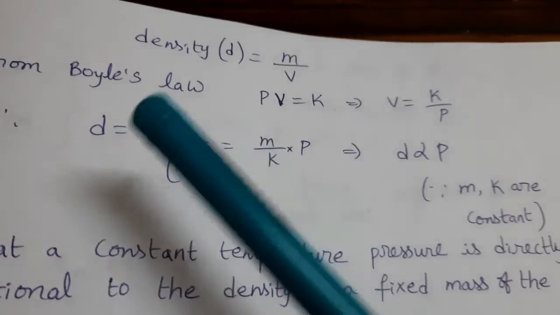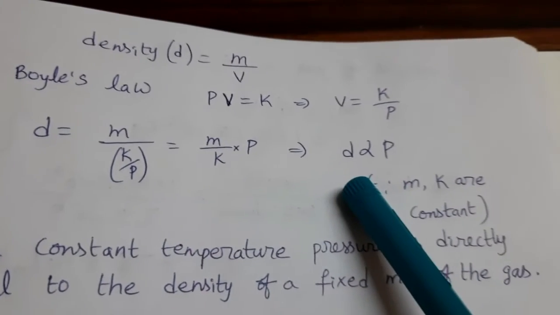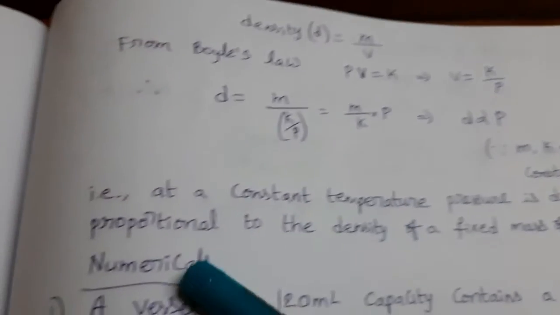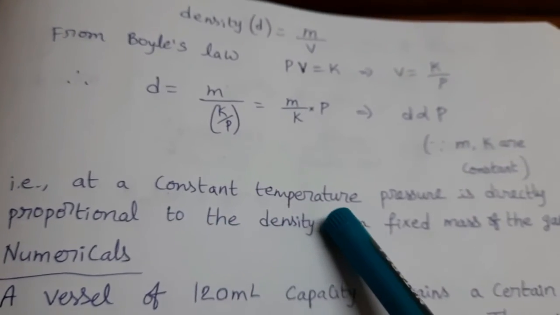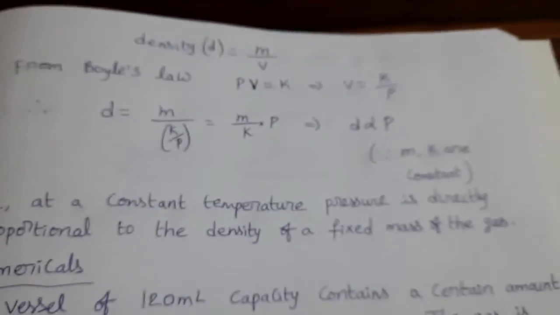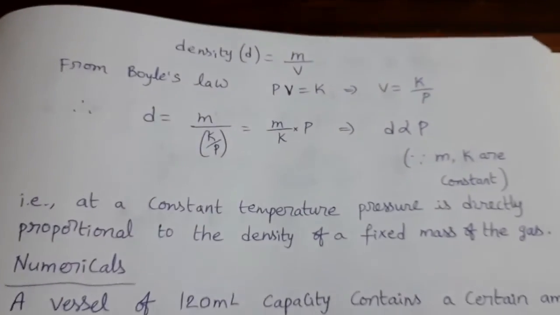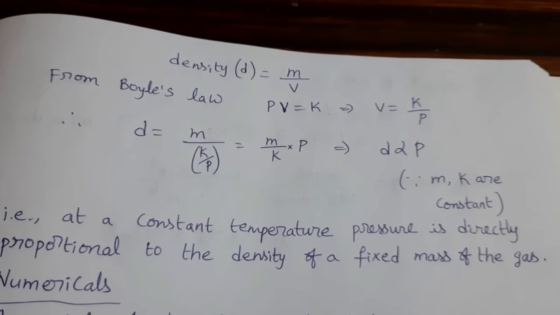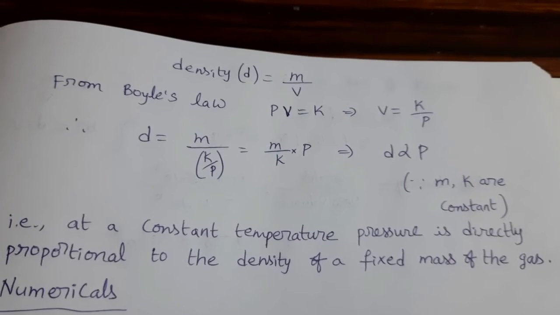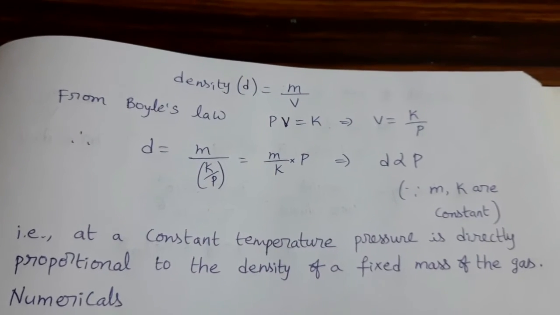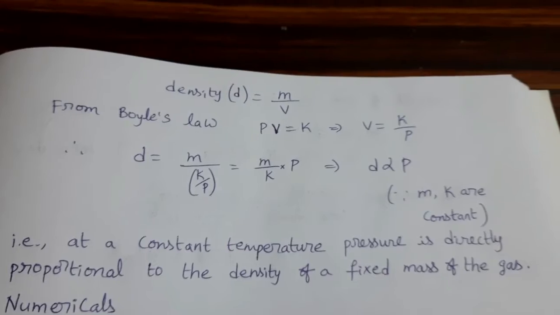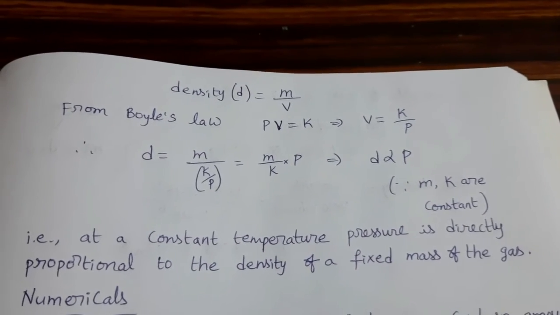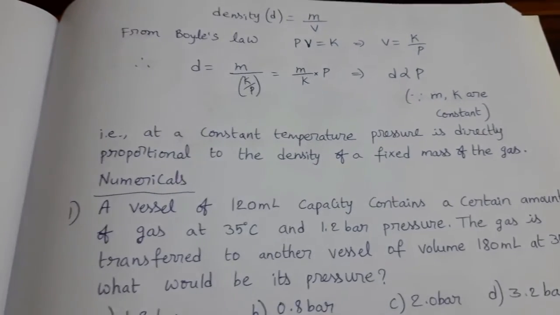Then, what are the variables? Density and pressure. So D is directly proportional to pressure P. That means at a constant temperature, pressure is directly proportional to the density of a fixed mass of the gas. Here, density is directly proportional to the pressure of the gas, or pressure is directly proportional to the density of the gas. Next, see the numericals.